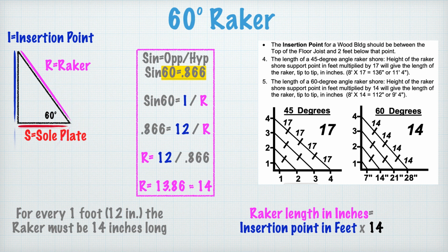Same principle applies for your 60 degree Raker. It's just that when you run the math, you have to have a different value for sine. But the same principle applies. You run the math out at 60 degrees instead of 45, and you end up with a Raker length that's 13.86 for an insertion point at 12. And so that gets rounded to 14 for field math. We're not building cabinets, as many people often say, in structural collapse. And so we use the number 14 to convert that insertion point height in feet to a Raker length in inches.